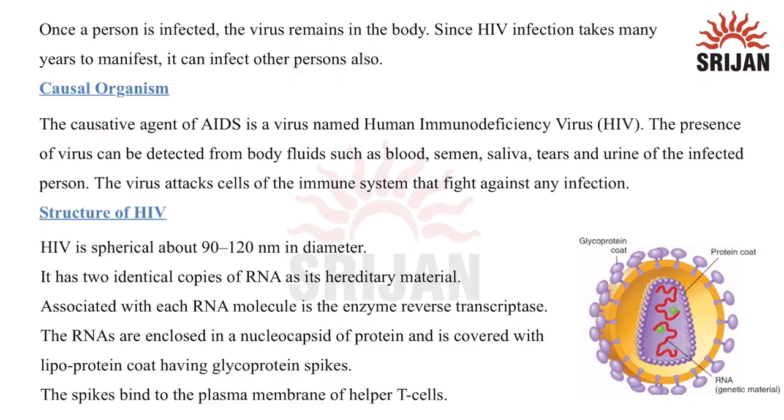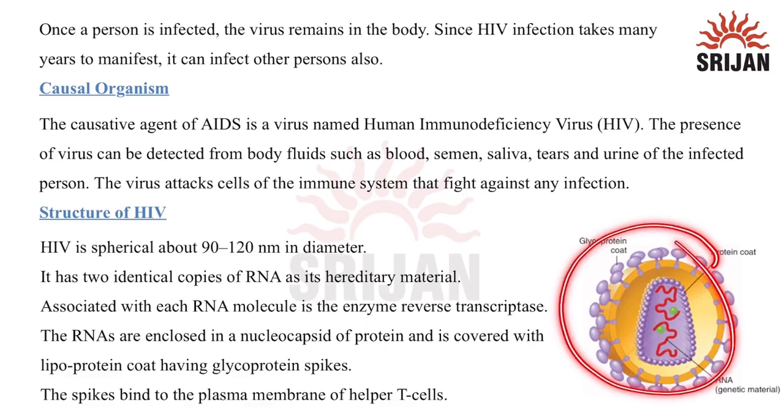Now, the causative agent of AIDS is the virus named human immunodeficiency virus, which is HIV. The presence of the virus can be detected from body fluids such as blood, semen, saliva, tears, and urine of an infected person. If you take any of these, you will also get infected by this same virus. The virus attacks cells of the immune system that fight against any infection.